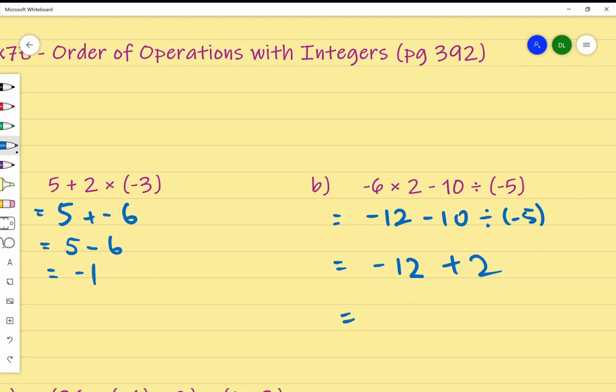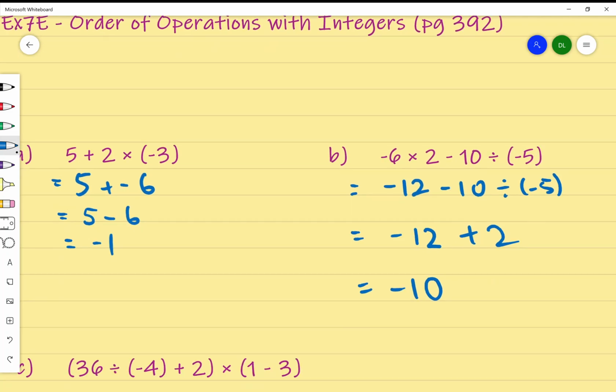I give you $2. How much do you have now? How much are you in debt? 10. Thank you. So it's minus 10. Any questions? No? We're going to do one more, and this one's quite tricky.